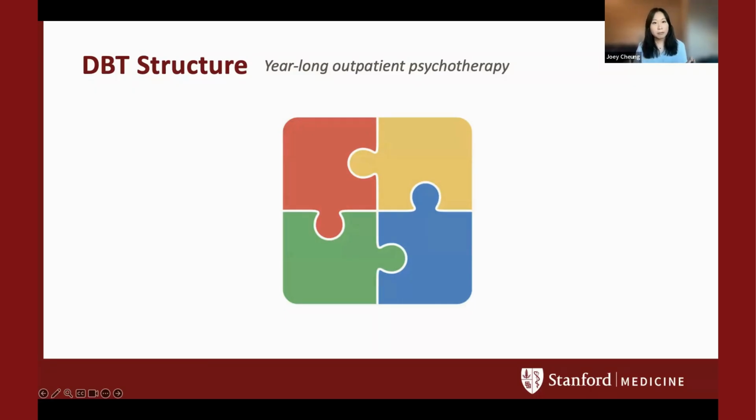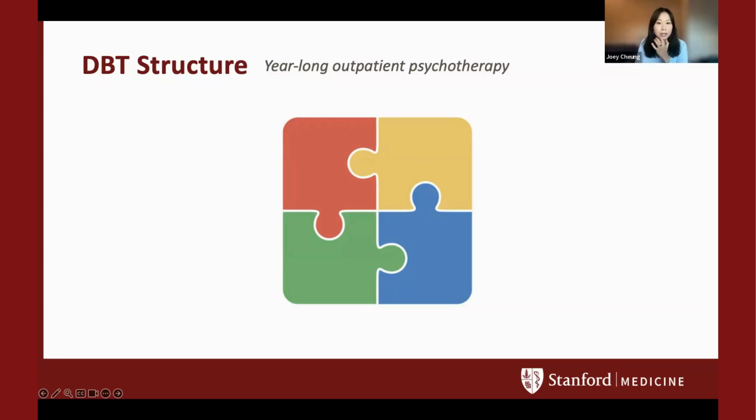If you were to commit to comprehensive DBT, you'll be committing to a year-long course of outpatient psychotherapy where you are committing to doing whatever it takes to move towards your life worth living goal. You are committing to taking on those change-based strategies to start building your building blocks towards creating that life worth living for yourself.